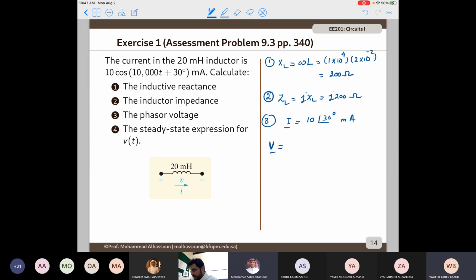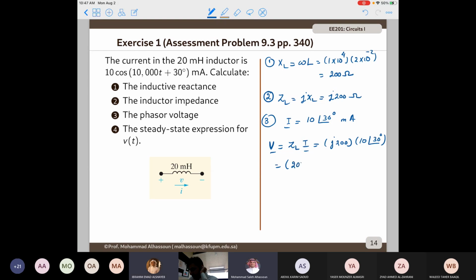I think it's ZI, impedance multiplied by I. Okay, exactly. So the impedance is 200, 10 to the power 30, 10 and the angle is 30. So what is the polar form of J200? Fine. What is the polar form of J200?